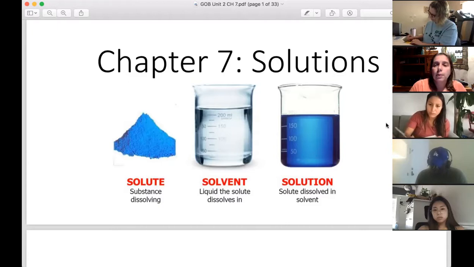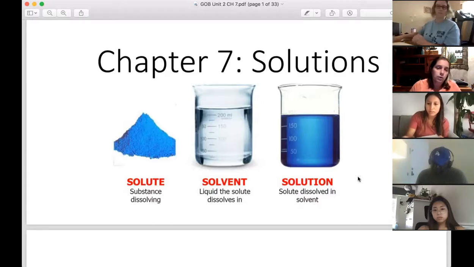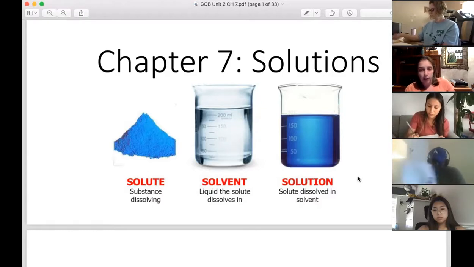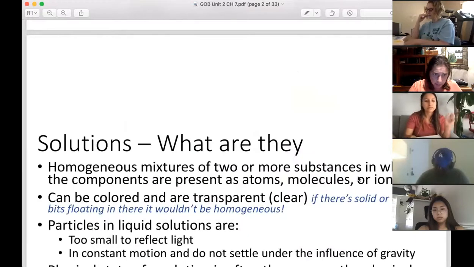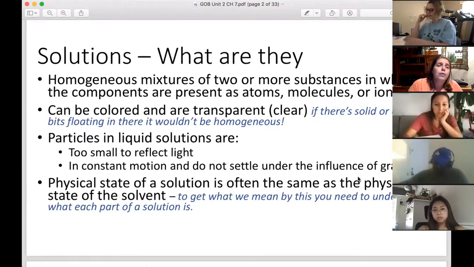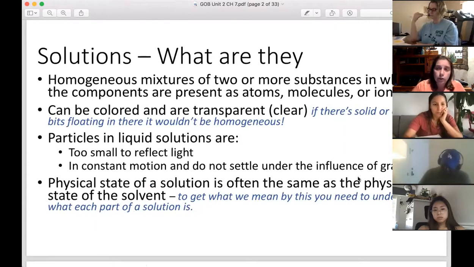So we're going to talk about a couple different ways we can consider something a solution. There are three parts to a solution. There's the solute, the solvent, and the solute and solvent together are called a solution. So we're going to talk about what is a solute, what is a solvent. First of all, solutions, as we are going to be talking about them, will be homogeneous mixtures, right?